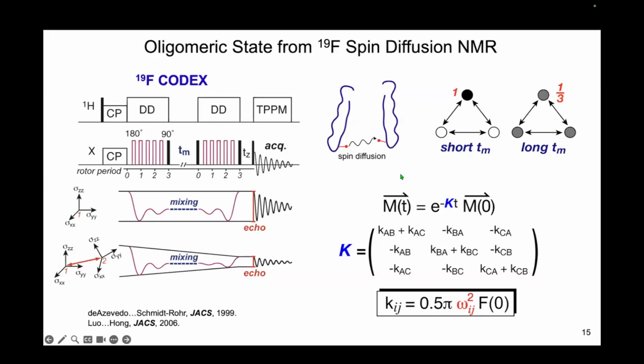If you have a trimer, the equilibrium intensity of the echo should be 1/3. If you have a pentamer, it should be 1/5. Basically, what you're measuring is the fraction of the magnetization that remains in the initial site after the full equilibration of the magnetization transfer. So that's the concept of the experiment.